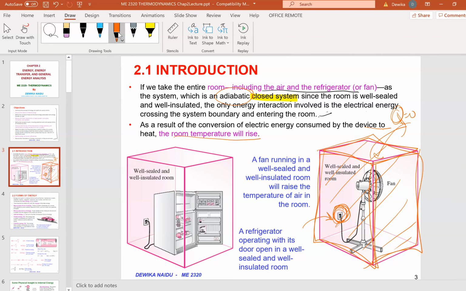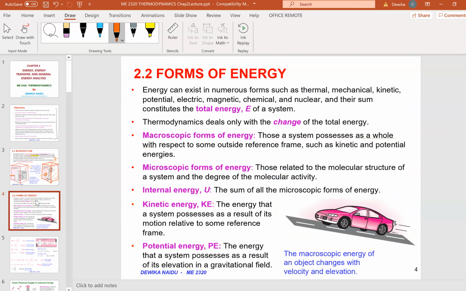Same goes for this fridge. If this fridge is kept in a well insulated room, where it is adiabatic, it means there is no heat allowed in and out. Only electricity is allowed through the electrical supply. So what will happen at the end of the day? The room will actually rise in temperature itself. Okay, next we'll be going to forms of energy.